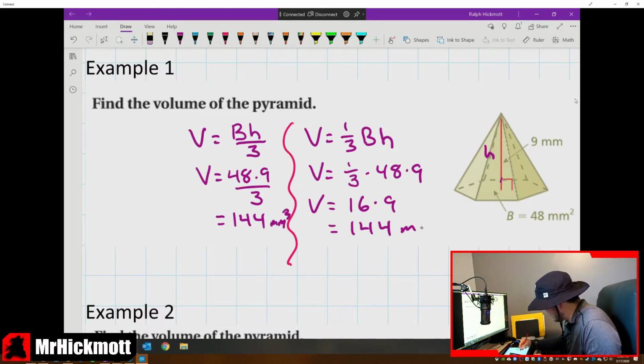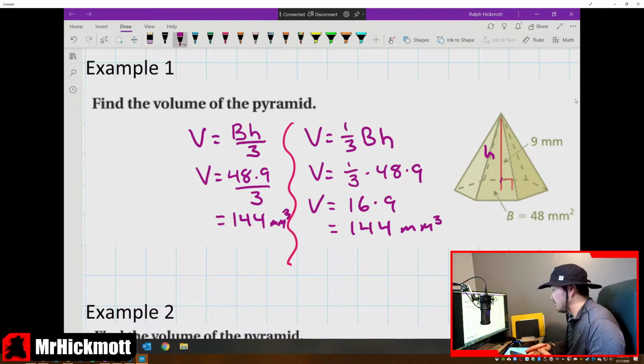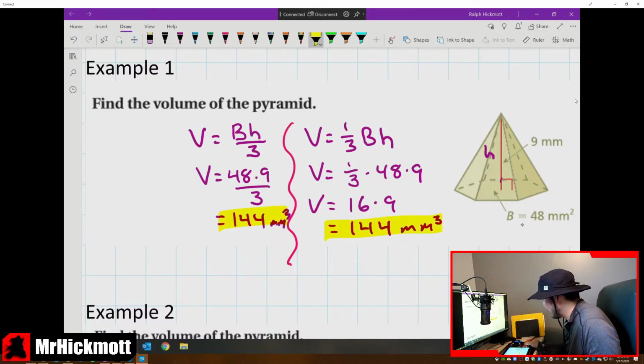A little off my game today in this video, but you understand that the bulk of this is really putting in the correct information. The units are cubed, and we're sticking with that because we're dealing with volume. Otherwise, take a peek at this problem and you can see it's very straightforward if you are given the area of the base. So pause this video as needed, and I am going to move on to example 2.